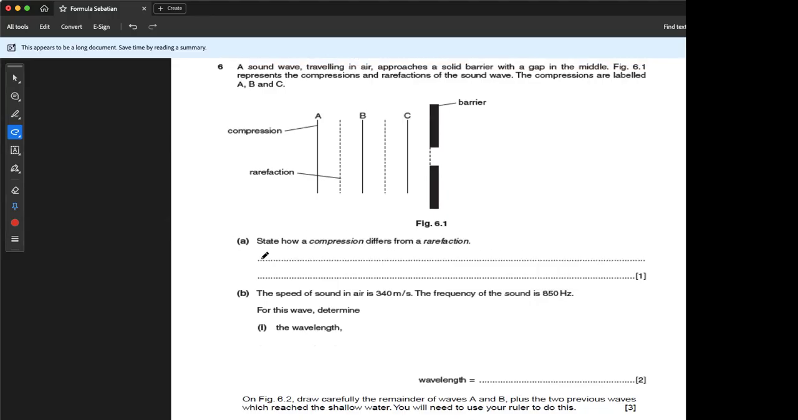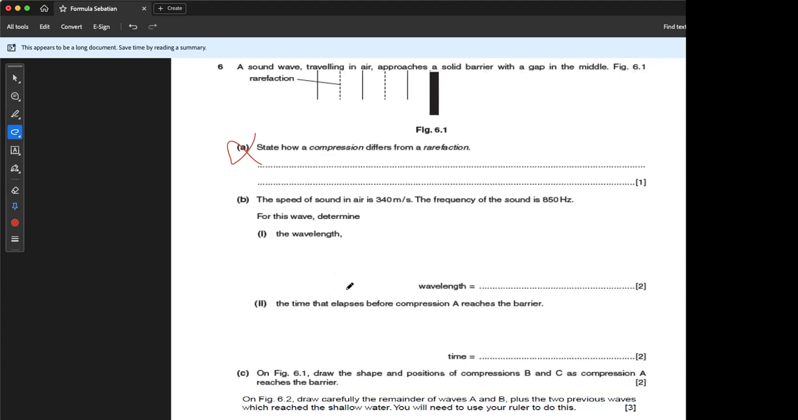Oh, by the way, skip A, guys. Wait, skip A. Some of you guys haven't learned about sound wave yet. Skip A, do B, C, and D.